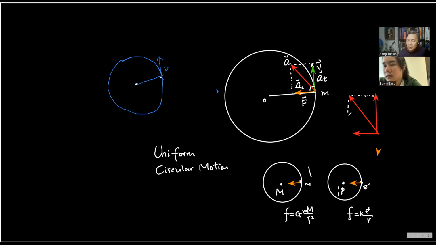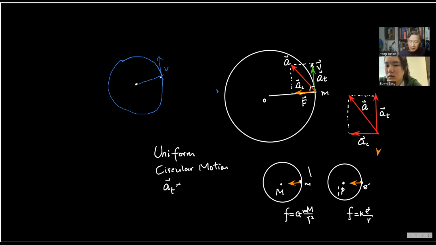With vectors, any vector can have two components. So if this is the total acceleration, then this component is called the centripetal, and this component is called the tangential direction. You see. However, when we start uniform circular motion, in this case, the tangential acceleration is always equal to 0.